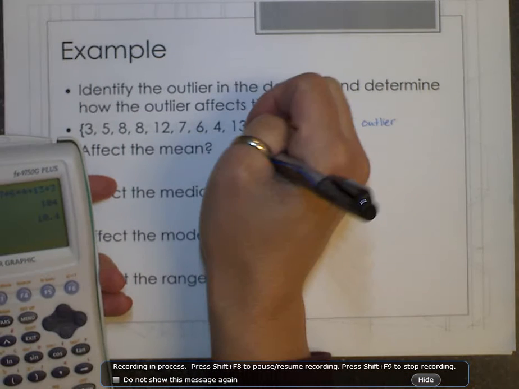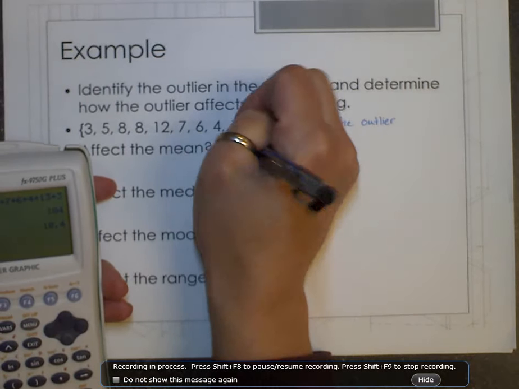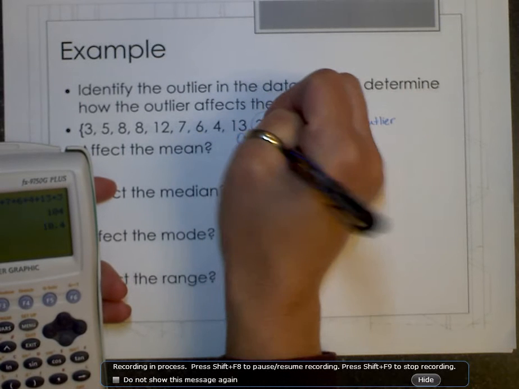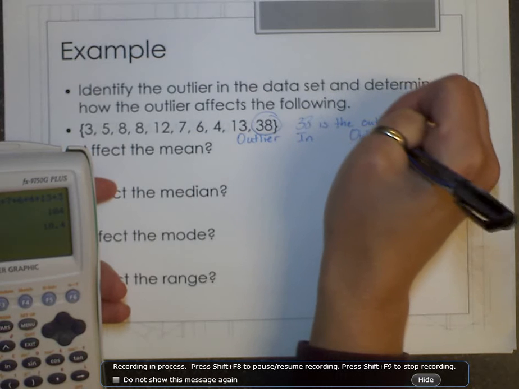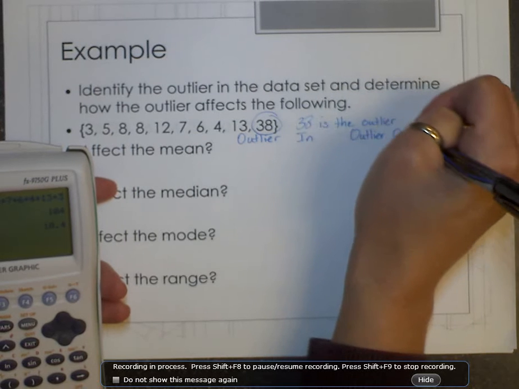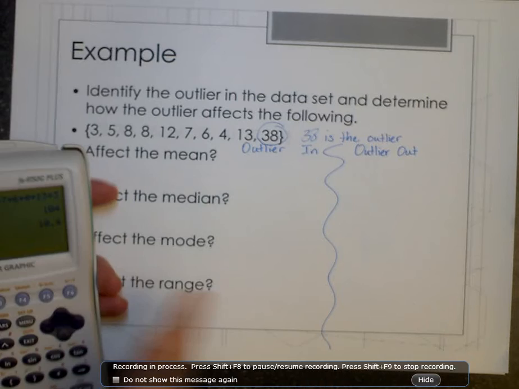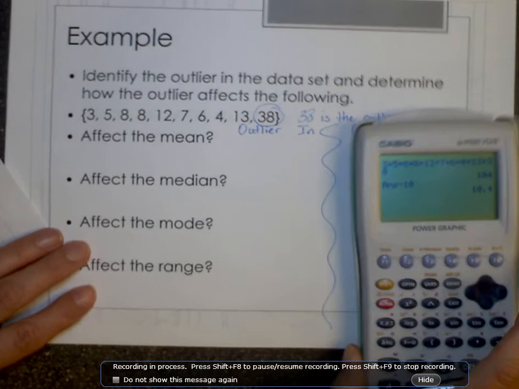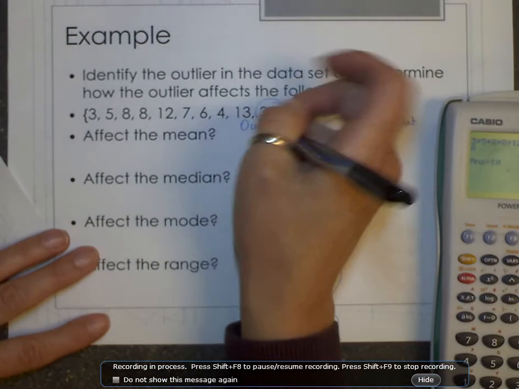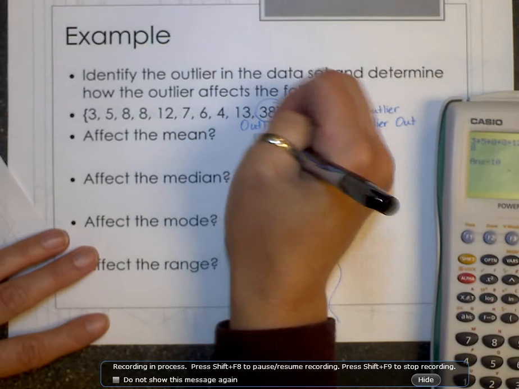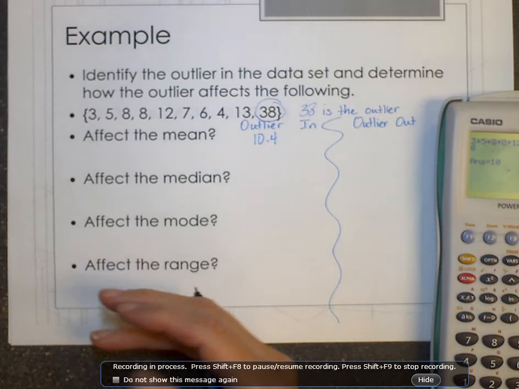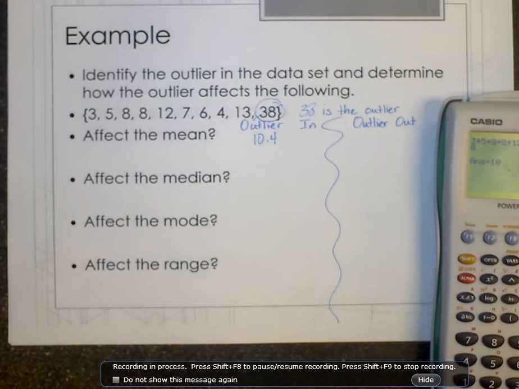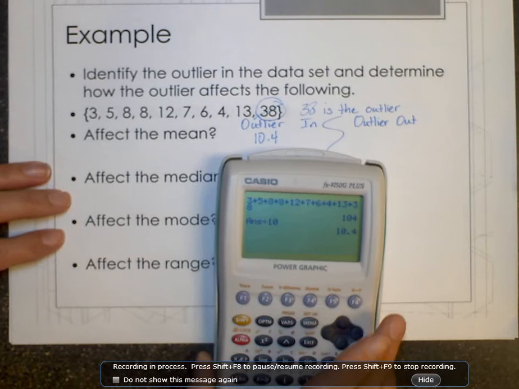Outlier in, outlier out. Here we go. All right, so with the outlier in, my mean is 10.4. Okay, now the next thing I'm going to do is go ahead and remove that outlier. So take it out. Now I'm not even paying attention to that, and I have to recalculate my mean.